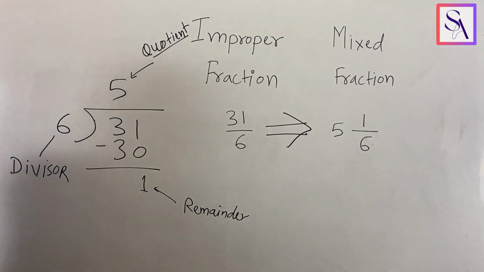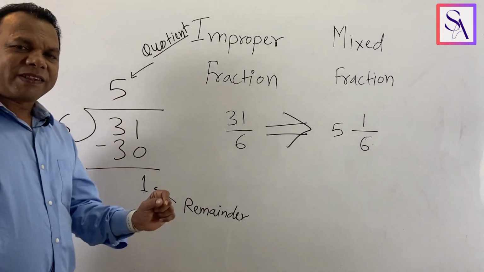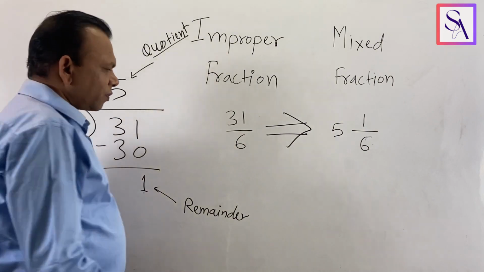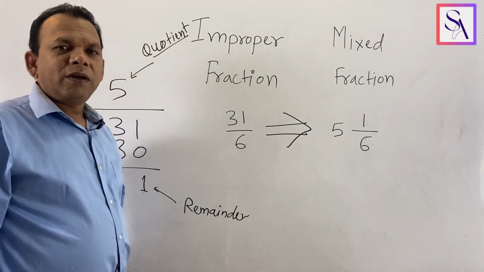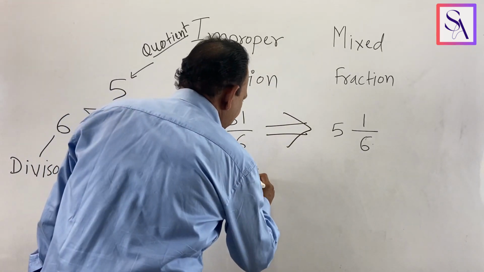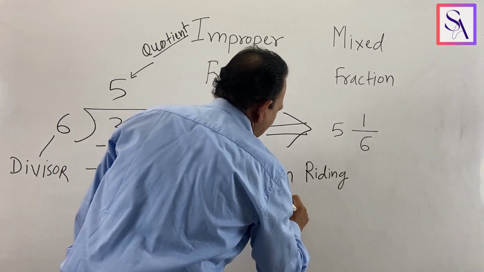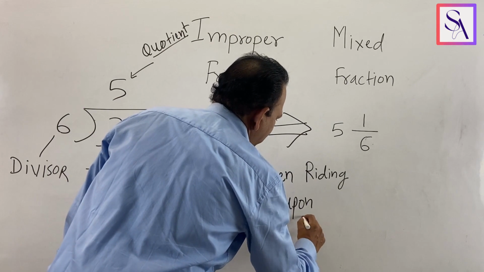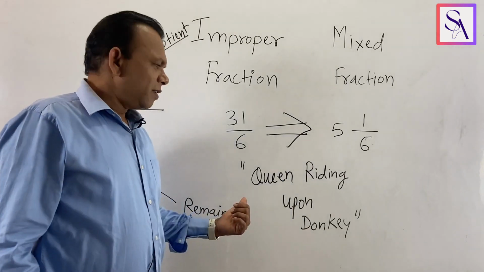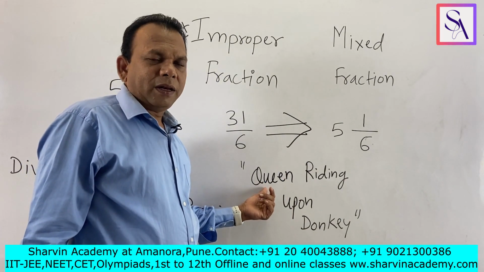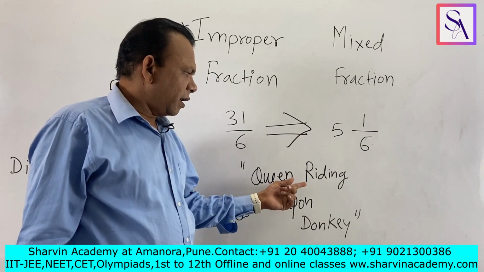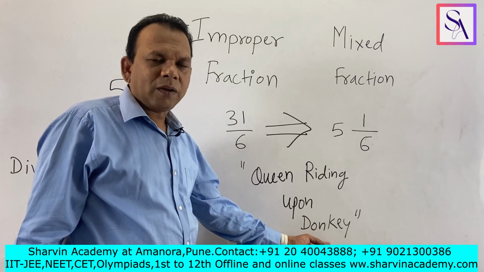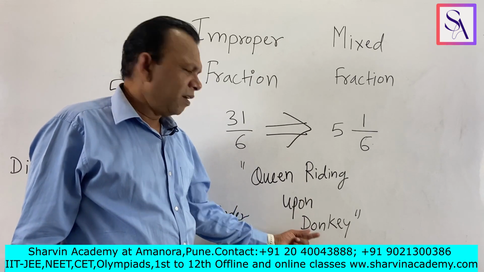Now one trick is there which I am going to share with you. The trick is that you need to remember one sentence which is: queen riding upon donkey. How funny it is. Queen means our queen, king and queen, we know that. Riding upon donkey, we know what is the meaning of donkey. Funny statement.